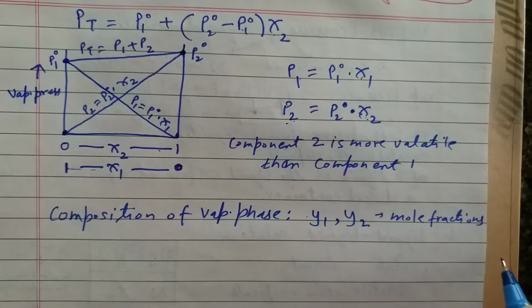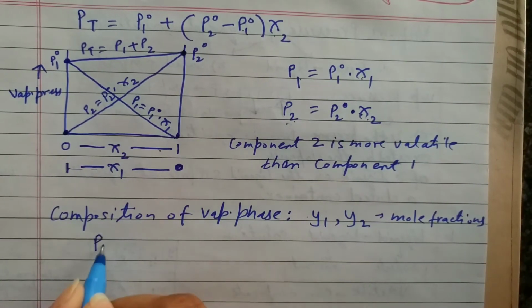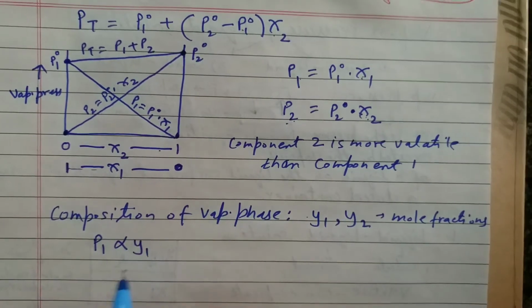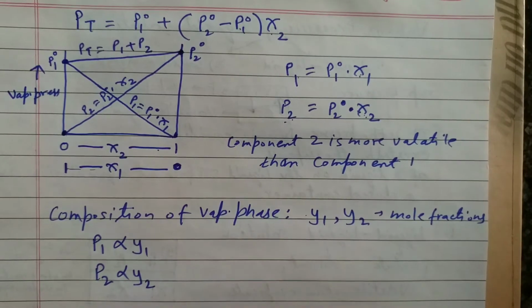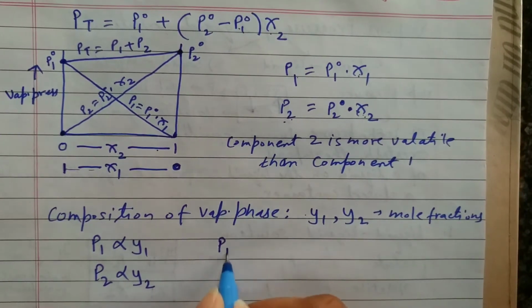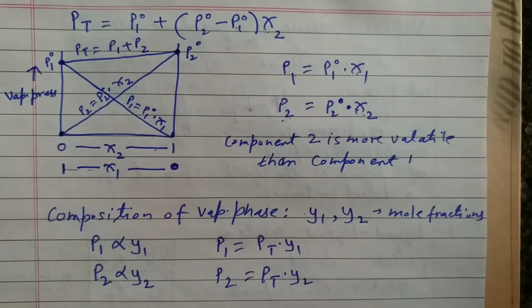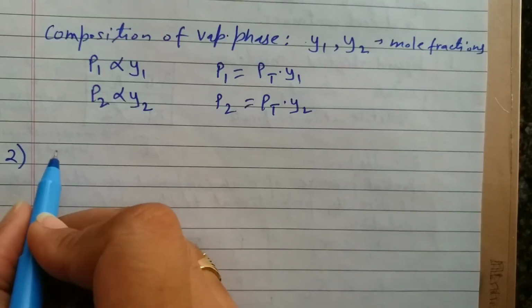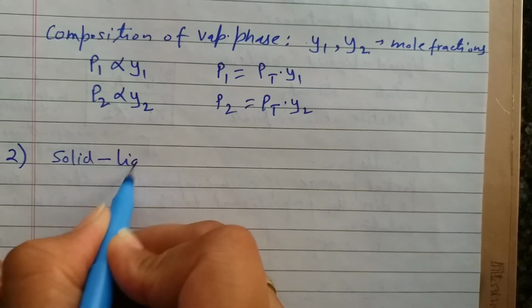Now to calculate the value of y1 and y2, you will have to use the relationship that P1 is proportional to y1 and P2 is proportional to y2. When you replace the proportionality signs, you get P1 equals P total into y1 and P2 equals P total into y2. Now let's consider the second system where we have a solid in a liquid.